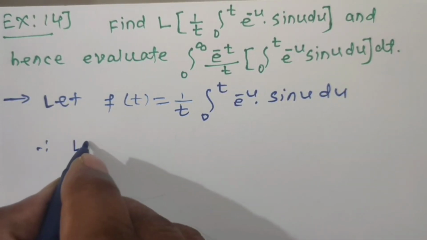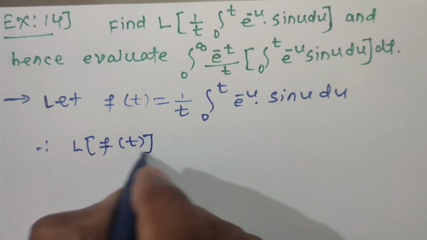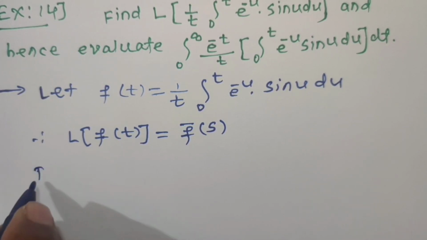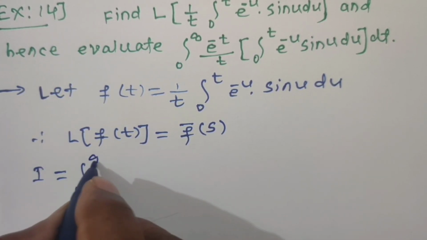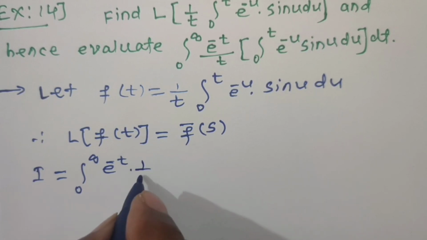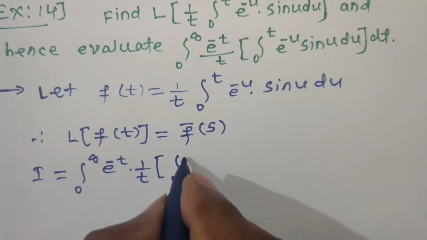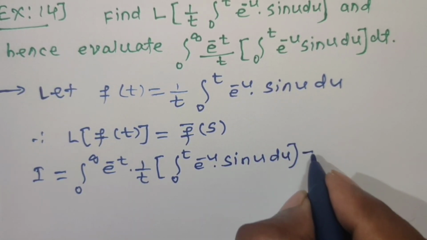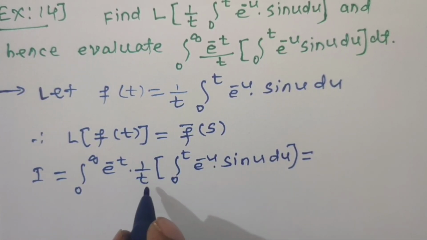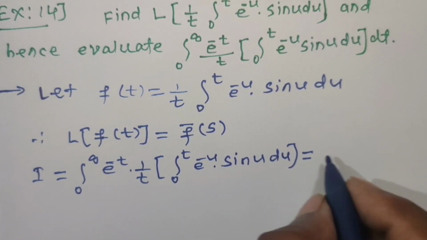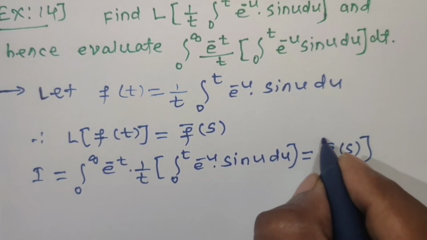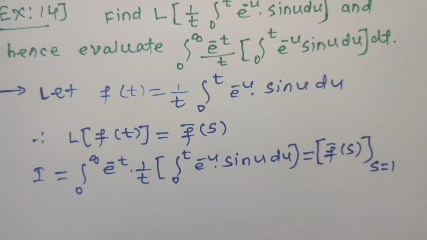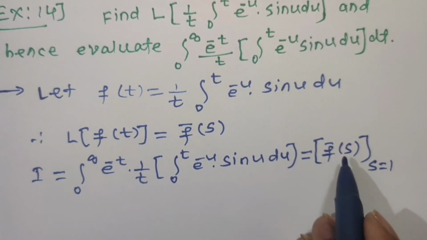Hence Laplace transform of f of t is equal to, we can consider f bar of s. And again we have to assume I is equal to integral from 0 to infinite e to the power minus t, 1 upon t into bracket integral from 0 to t e to the power minus u into sin u du. We are assuming 1 upon t into this bracket as f of t. So this is equal to f bar of s, and in f bar of s we have to replace s by 1. S is equal to 1. Okay. So first of all, we have to find out f bar of s.